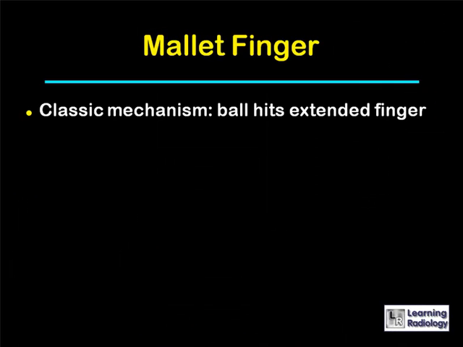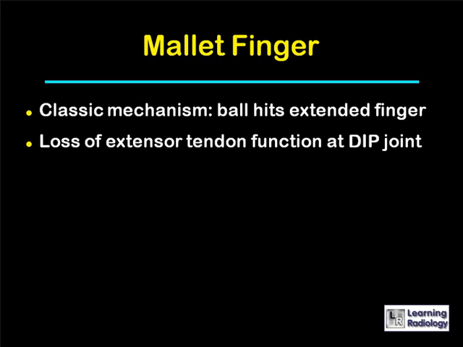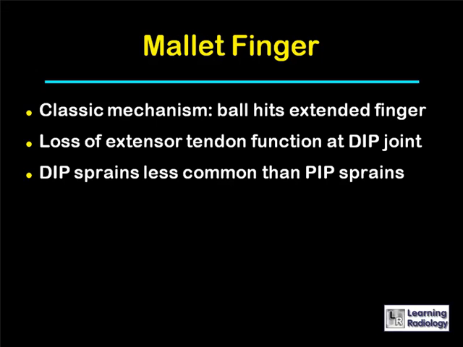Mallet fingers. The classic mechanism here is a baseball or basketball hits an extended finger, which forces it into flexion. There is a loss of extensor tendon function at the distal interphalangeal joint. Distal interphalangeal joint sprains are less common than proximal interphalangeal joint sprains.